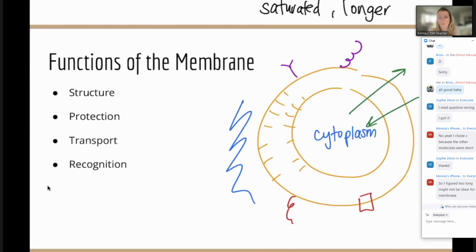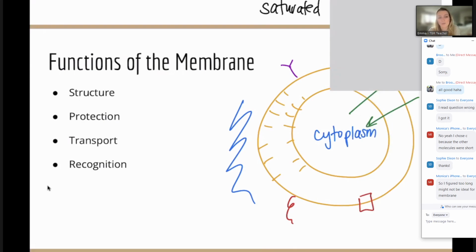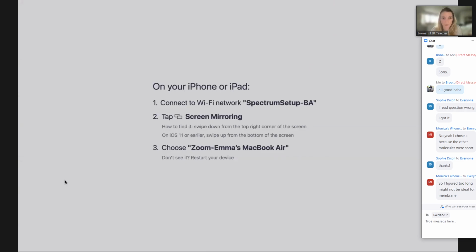Both plant cells and animal cells can have waxes in their cell membrane. Humans have it most likely when you think about your nails, right? You have a kind of waterproof type thing.